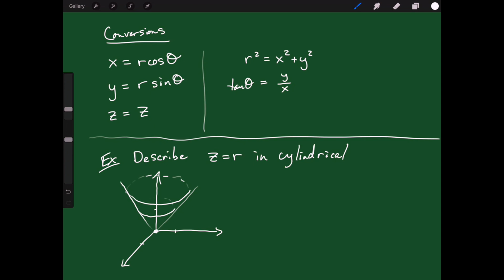Now, what if r was a negative number? If r is negative, then that means that z is negative, and that means that this cone would continue down in the other direction as well, and there would be a cone underneath. Okay, so this is kind of a full cone going up and going down. So that would be the equation of z equals r. It gives me a cone.